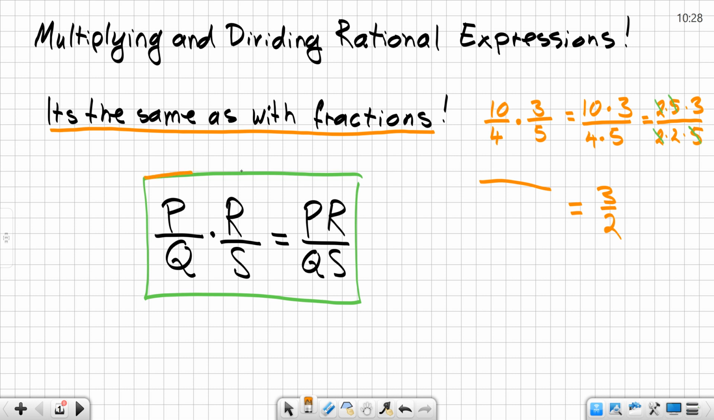This is the exact same thing that we are doing with rational expressions. If I have a rational expression P over Q and I multiply it with R over S, then I multiply straight across. Of course, I will always simplify before I write down my answer or multiply this out.